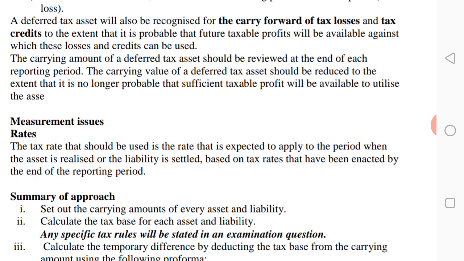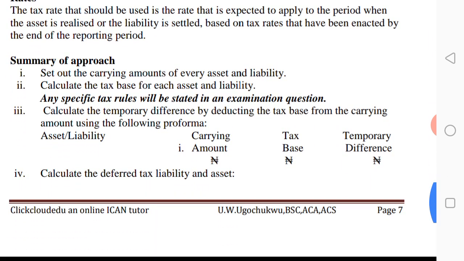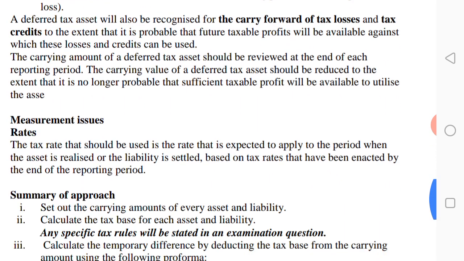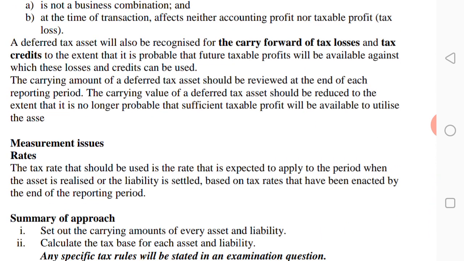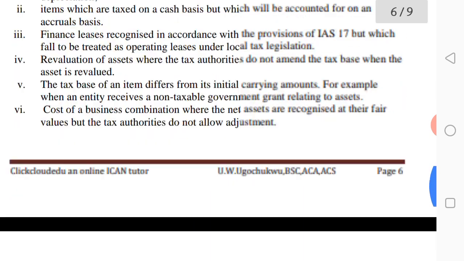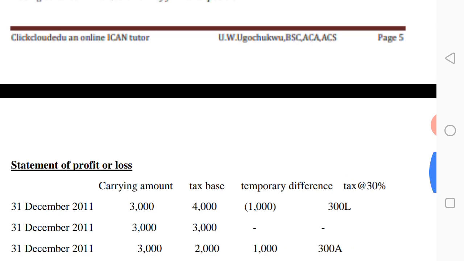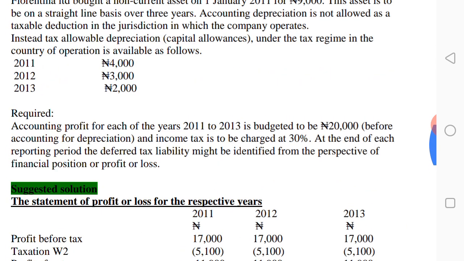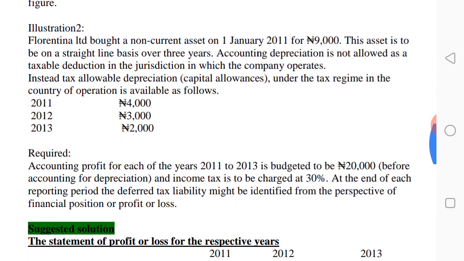So now let's solve the question. Then we'll look at a summary of the approach, summarizing everything on how to calculate our deferred tax liability. Let's go back to illustration 2. You need to understand the question very well, so I will explain the solution so that you will be able to understand it and solve our own questions.